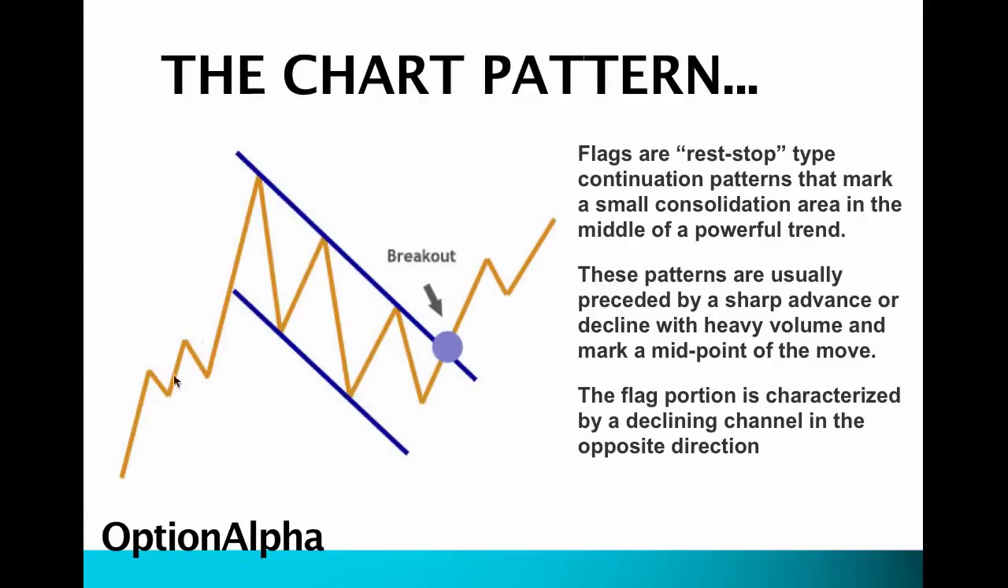So if we have a bullish pattern like we have here, we'd have a sharp run up in the stock and then a channel which is going in the opposite direction, or a downward sloping channel. And then after the downward sloping channel we have a breakout, and the pattern continues to run higher and higher. So for me, I always say that flags are the rest stop type continuation patterns. They mark an area of small consolidation in a bigger, broad, more powerful trend.